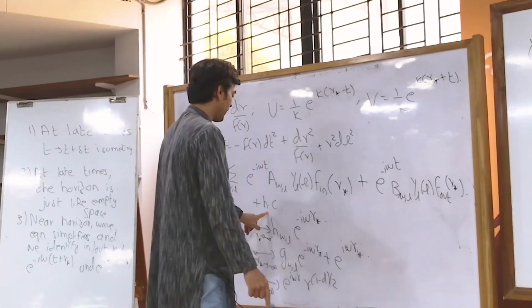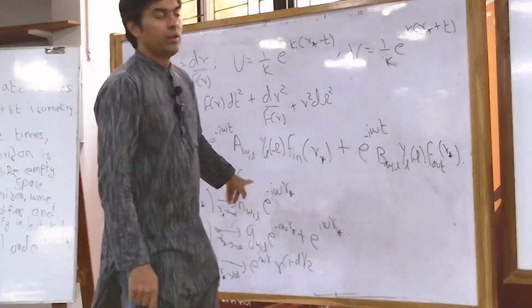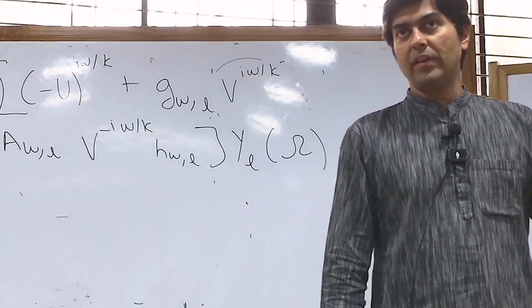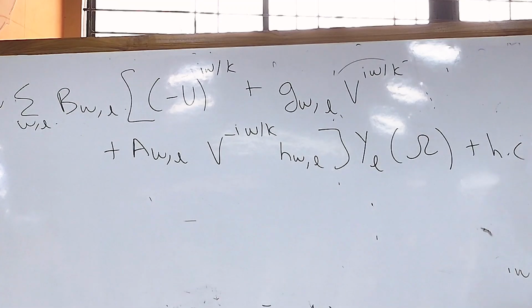No, the e to the i omega t terms went into the plus Hermitian conjugate. So plus HC means plus Hermitian conjugate, and all the e to the plus i omega t terms go into that. Why have I separated it this way?